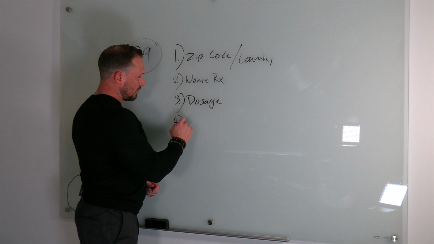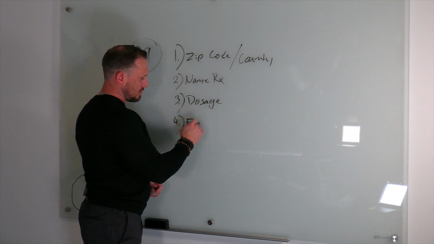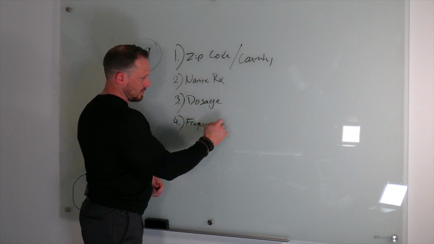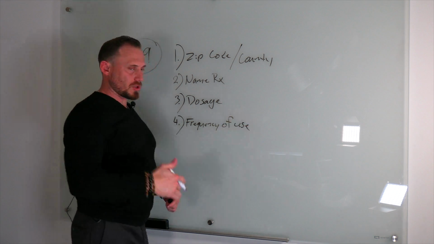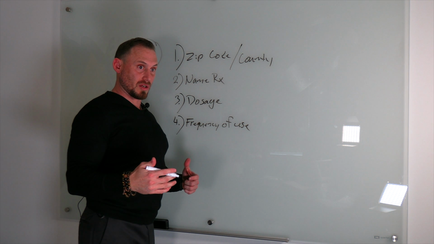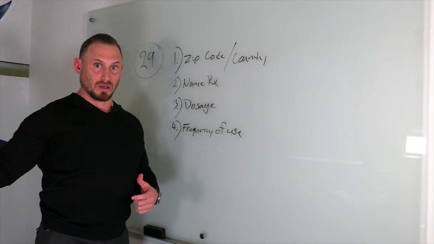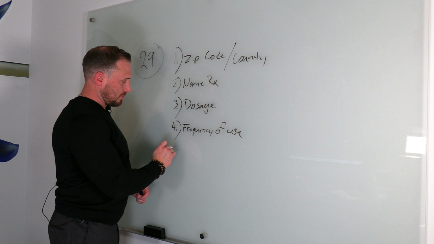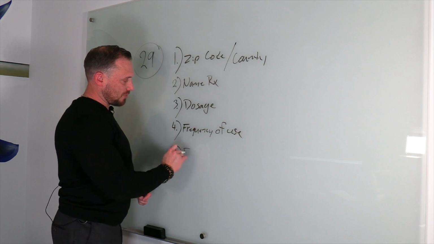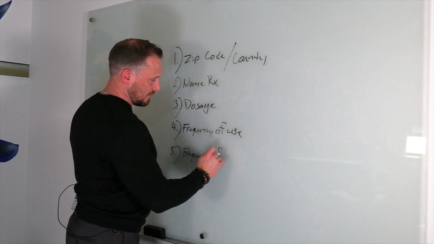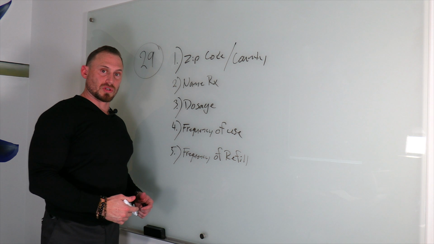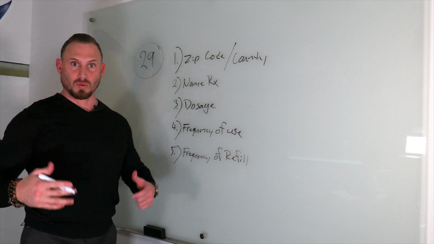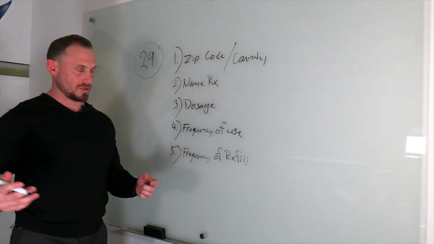Number 4, what is the frequency of use? Once a day, twice a day, maybe it's a seasonal medication where it's once a year. We want to know, number 5, what is the frequency of refill? Is it a 30-day medication? Is it 90 days, every 6 months, or once a year? Again, it could be a seasonal medication.